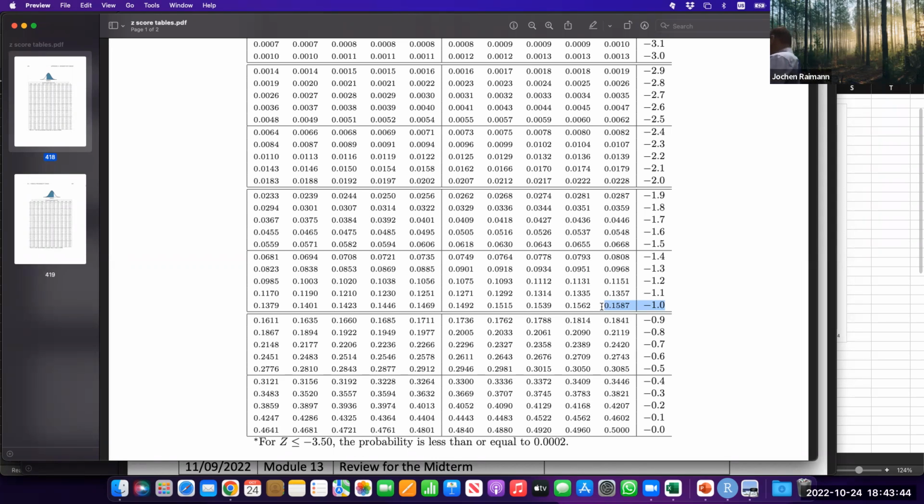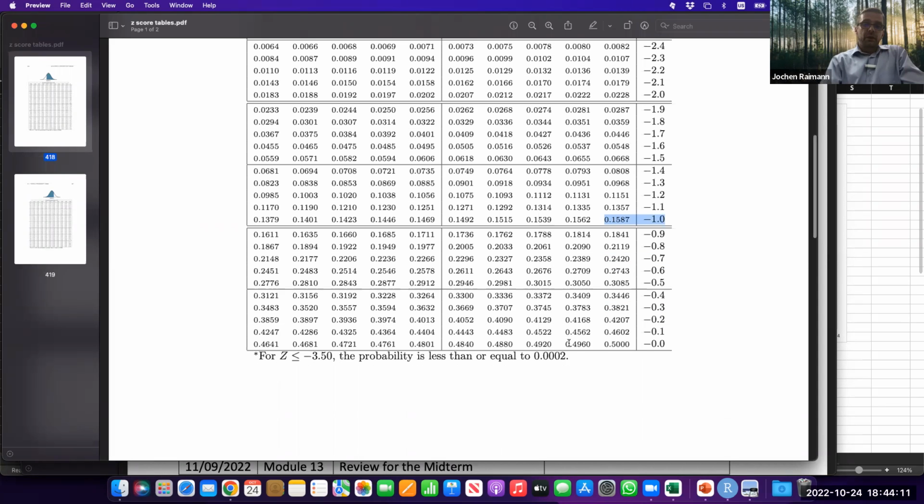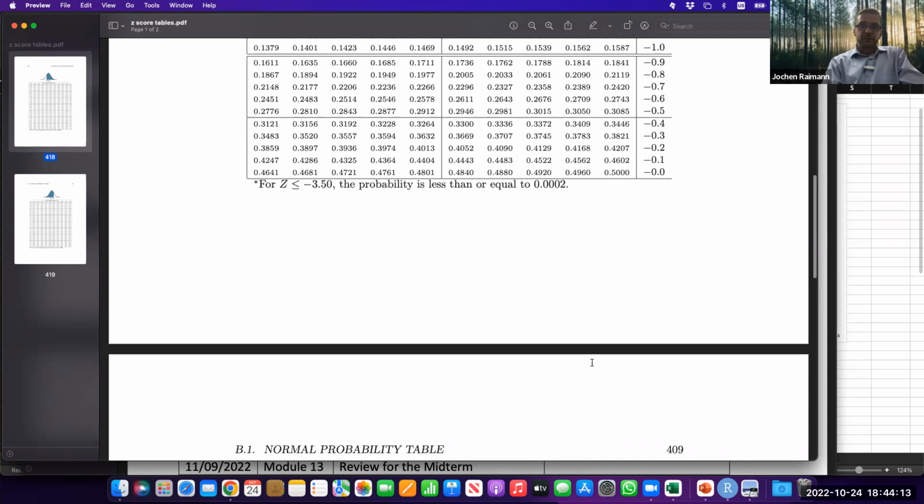100 minus 15.87 means that 84.13% of my population is going to have a higher happiness score as compared to my happiness score of 60, which is a Z-score of -1, right? So you can basically utilize this in both directions and quantify it in both directions. Good. Okay, so this is the Z-score table.